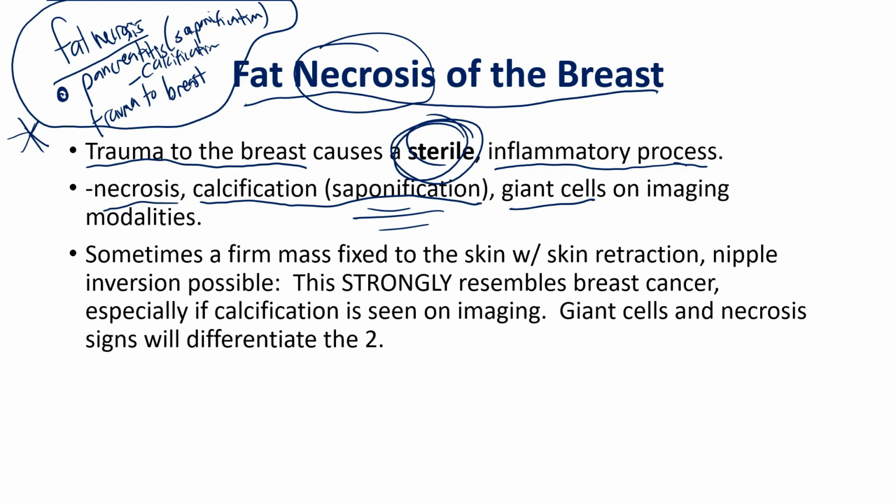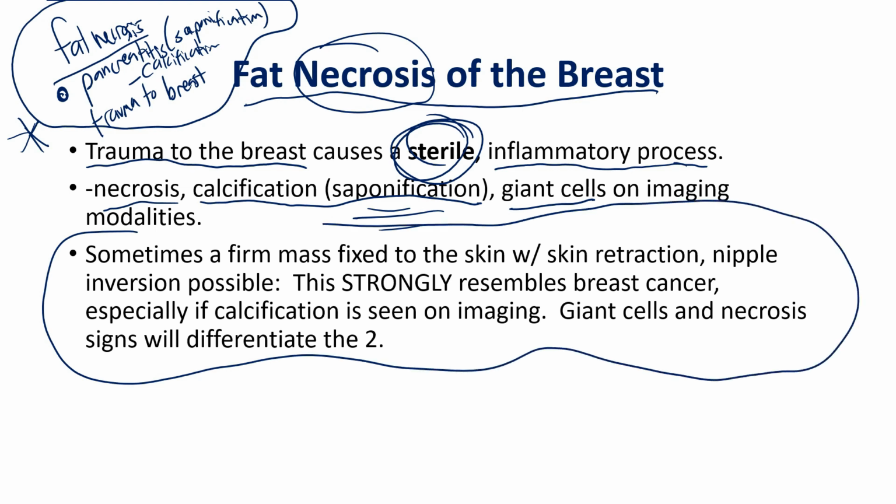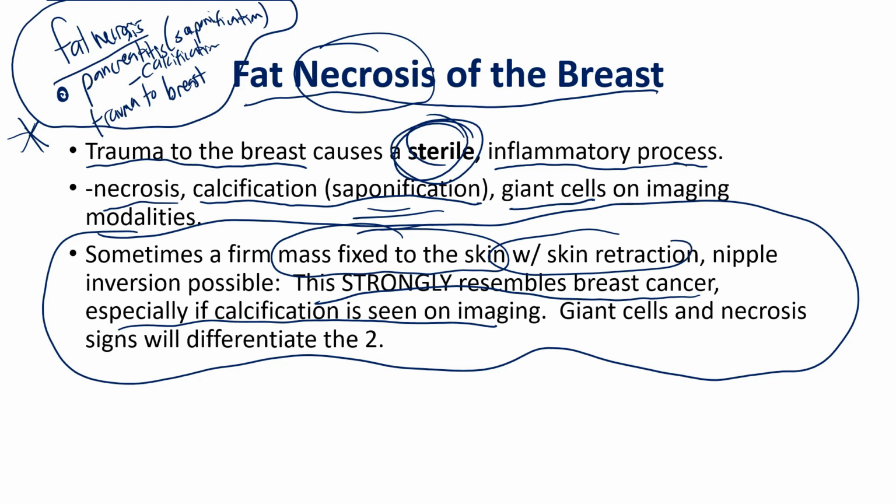All right, and this is important too, because this is where you may be tricked the most. Sometimes a firm mass is fixed to the skin and it can have skin retraction, and nipple inversion is possible. Just hearing that, you're strongly thinking of breast cancer. Any physician would, especially if calcification is seen. So you're having this mass fixed to the skin. In other words, it's not moving, it's firmly fixed, it's having skin retraction and nipple inversion, and now we look at imaging and you're seeing calcification. You're definitely thinking some sort of breast cancer.